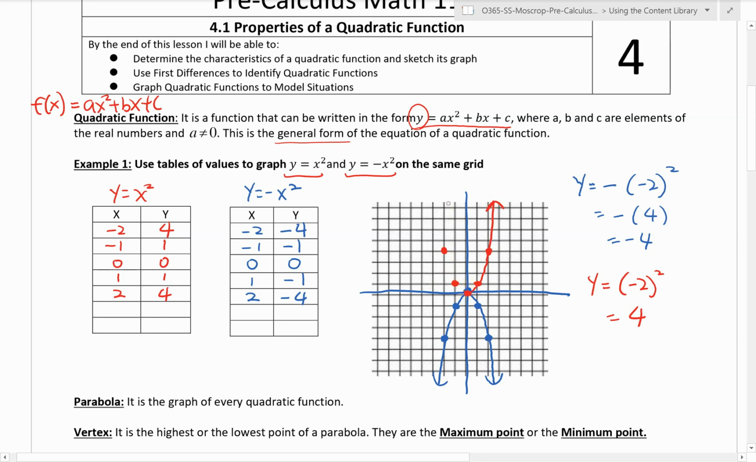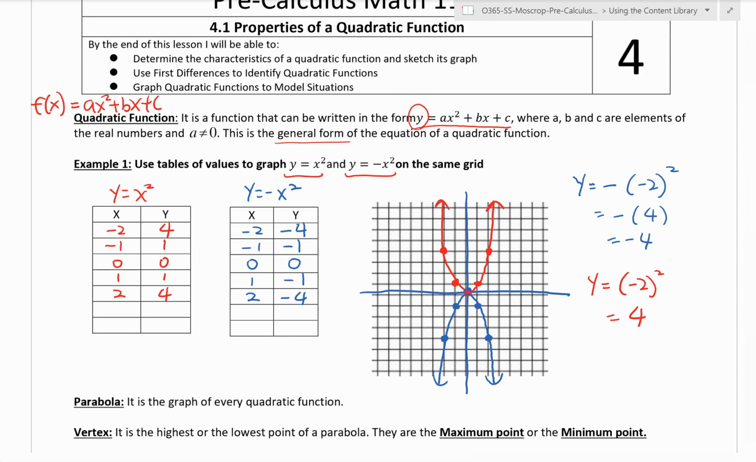So they are really identical graphs, except they are flipped upside down. So what we call is they are congruent, right? Because they really have the same shape, but just flipped. They are congruent, but just flipped. They have the same size, right? That's basically what it is.